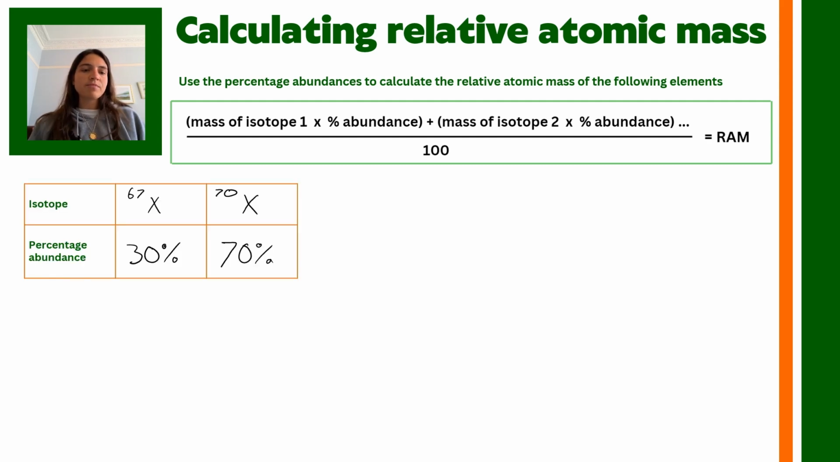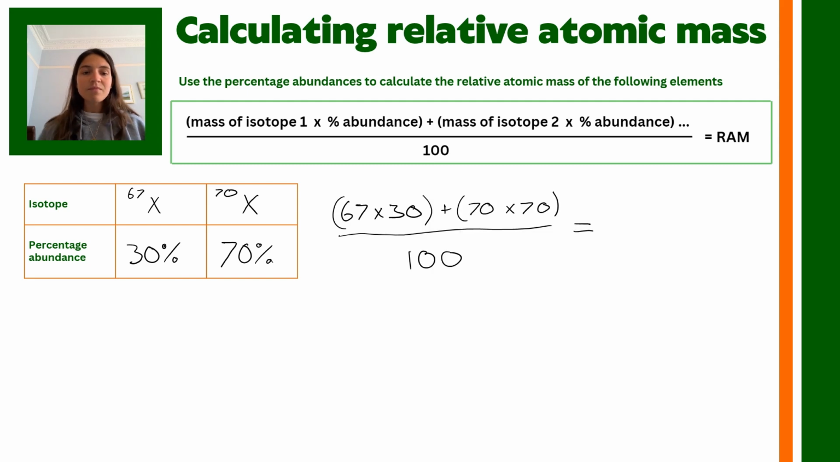Okay, so let's have a look at this. We've got some isotope and 30% of it has this mass number of 67 and 70% of it has this mass number of 70. So let me use my equation. Mass of isotope 1, that's 67, times percentage abundance, which is 30 here. So 67 times 30 plus, I just do the same for the second part of this table. Mass of isotope 2, that's 70, times 70%. Add those together, divide by 100, and get 69.1.